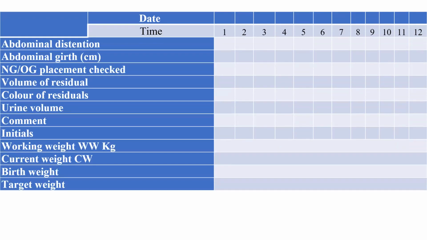Is there abdominal distension, and what is the girth? And usually we measure the girth of the abdomen, the circumference of the abdomen at the umbilicus. Are we having NG or OGT, and is it checked by X-ray or not?